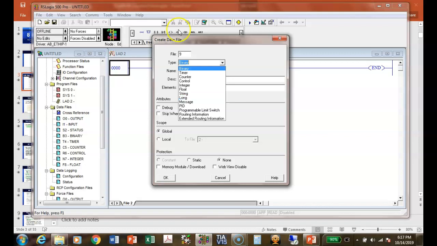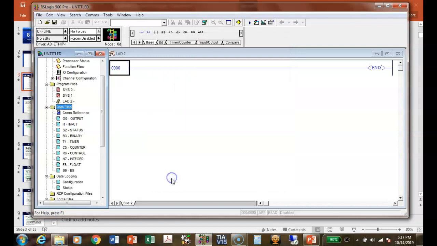So let's say I wanted to add another B3 file. I'll come up here and add that. Automatically, it's going to choose what file number? No, 9, because B3 is already assigned. What I'm doing is adding another B file, or binary file. Then you give it a name, so we'll call it B9. And then I'll say okay. And now all of a sudden we have a B9 file down here that I can use as internal contacts and internal relays and stuff like that.